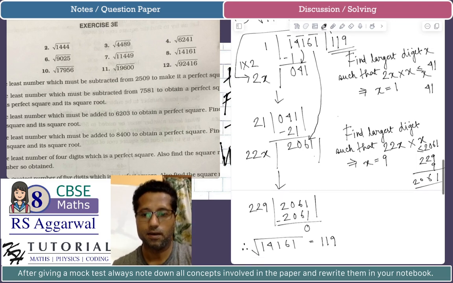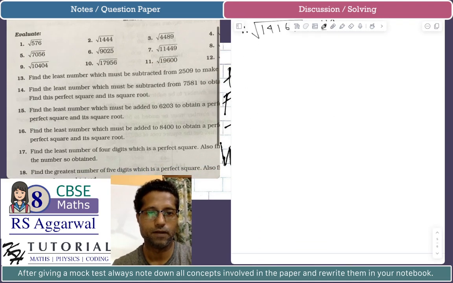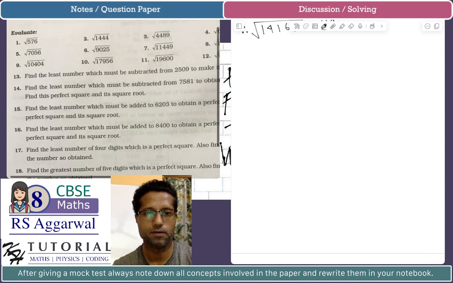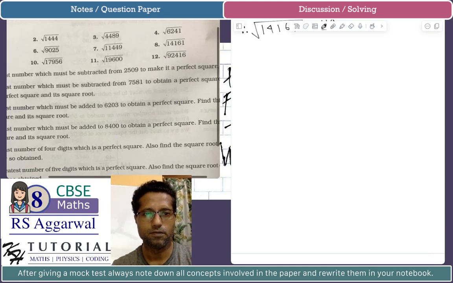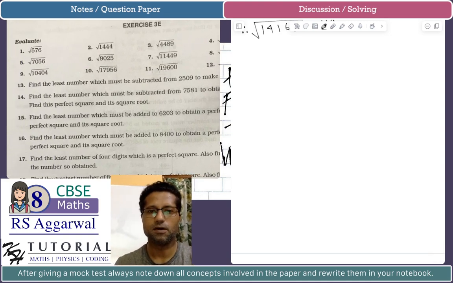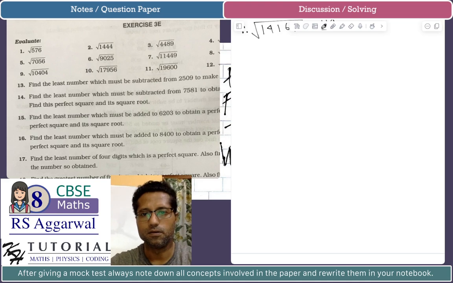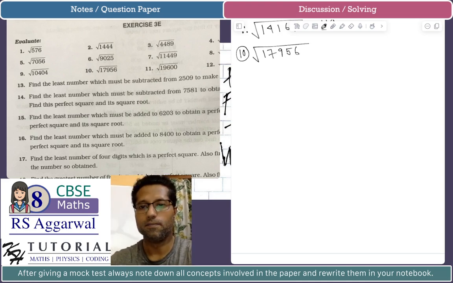Okay, let's do a 6-digit number. All the rest of the numbers are 5-digit numbers. But anyway, let's try problem number 10, where we have to find the square root of 179556.